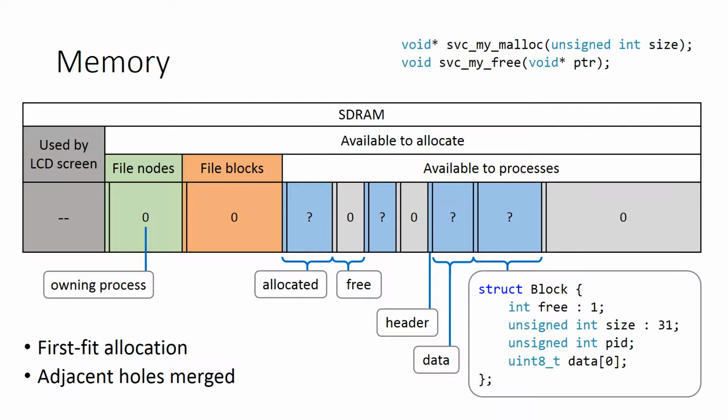I took a straightforward approach using the block data structure suggested in class and the first fit algorithm for allocation. Blocks that are free or used by the file system are given the process ID of 0.